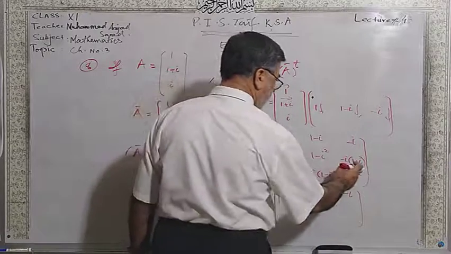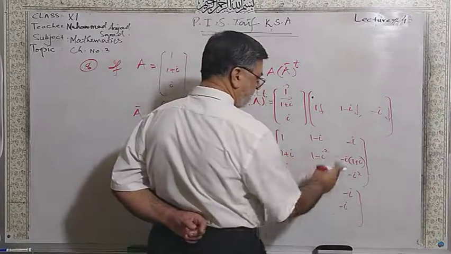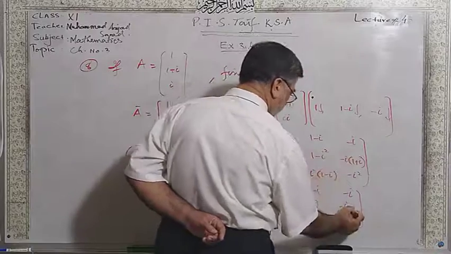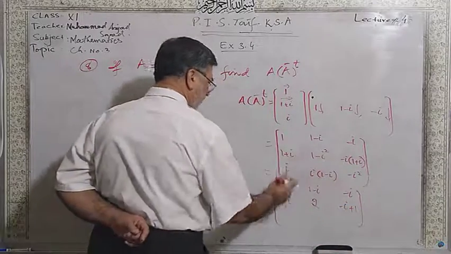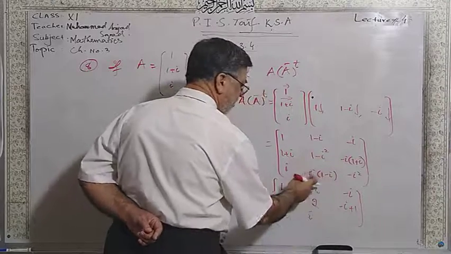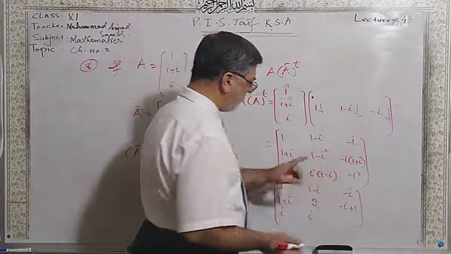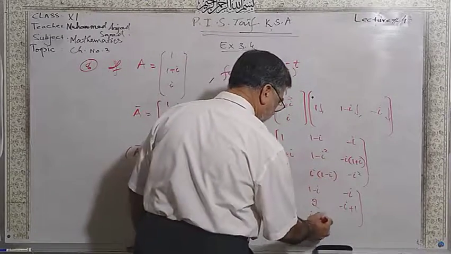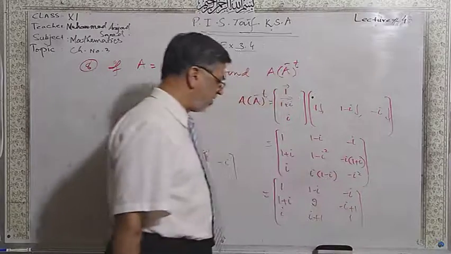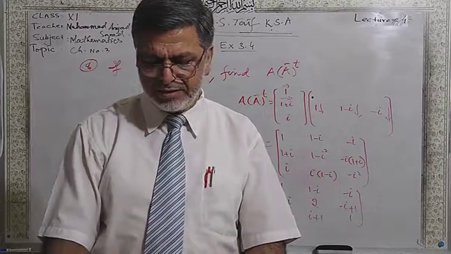2 minus iota, then minus iota square. Remember that minus iota square is minus 1, so minus minus plus 1. Here is iota, this will be iota minus iota square, and iota square means minus 1, minus minus plus. This is plus 1, and here will be minus 1 into minus 1 is 1. So that was your question number 8.